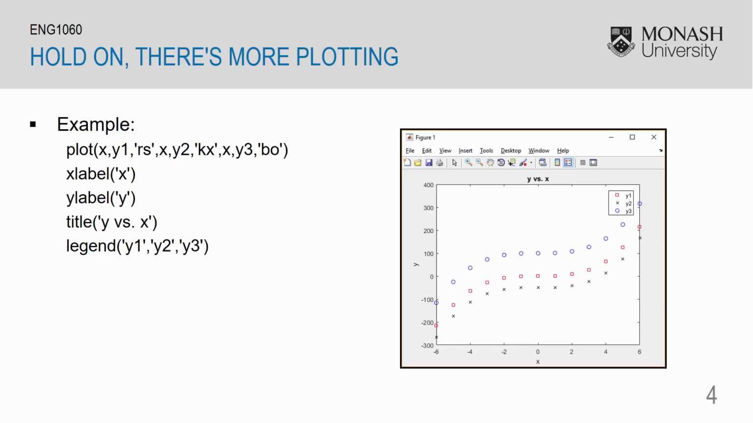So as an example, here we have plot of x versus y1, which is our first data set. Our second data set is x versus y2, and our third data set is x versus y3. Now you'll notice that there are additional arguments for all 3 data sets. For the first data set we have rs, which is red squares. For the second argument we have kx, which is black crosses. And for the third set we have bo, which is blue circles.